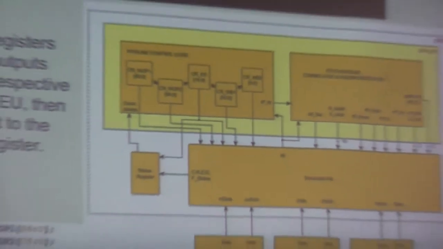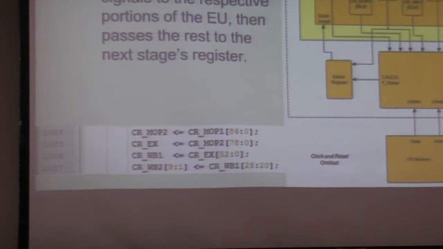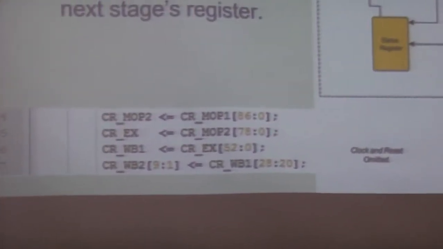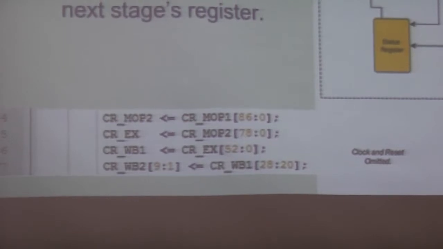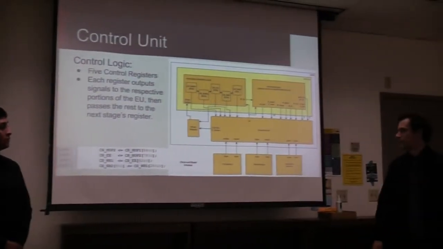This little portion of Verilog code at the bottom left shows the actual passing of the data. So on each positive edge of a clock, using these non-blocking assign statements, all of these happen simultaneously, passing them down.